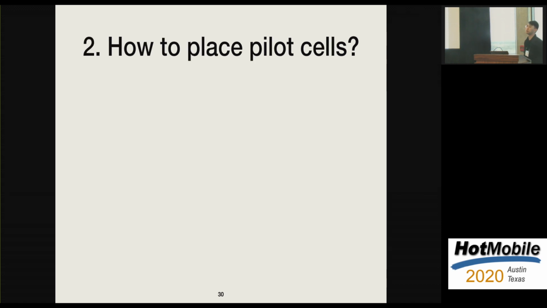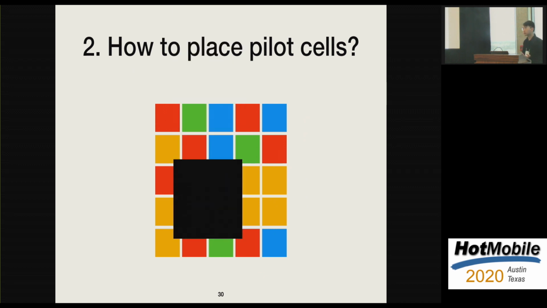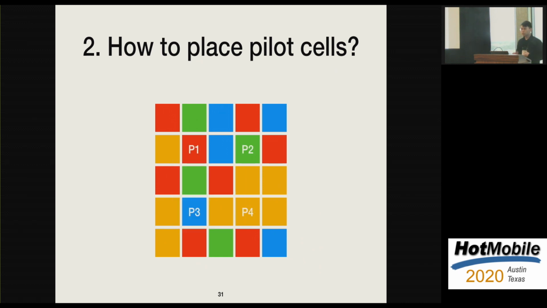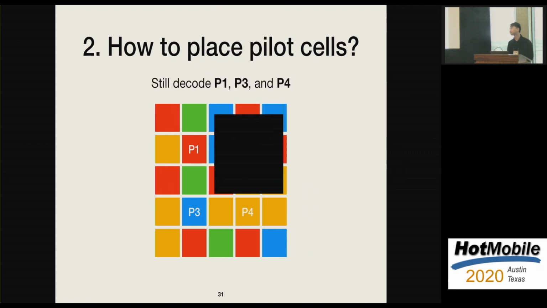And the second question is how to place those pilot cells. Since occlusions usually happen in a cluster, if we put the pilot cells in a cluster, when occlusion happens here, we cannot decode any data. So we want to put them as far from each other as possible, but excluding the edges, because spreading the pilot cells across the edges, on the other hand, will lead to a greater color deviation between them. In this way, even if some parts are blocked, we can still decode the rest.